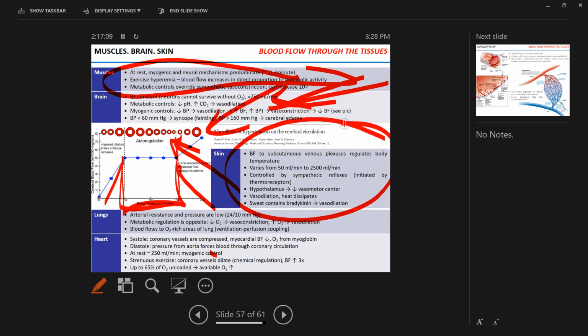Skin is disposable, so it's controlled by the sympathetic system. If you need to vasoconstrict something to save the blood for something else, that's going to be skin. That's why when people lose blood, they pale. Blood flow to the skin becomes limited. And yeah, in sympathetic stimulation, it's kind of interesting.